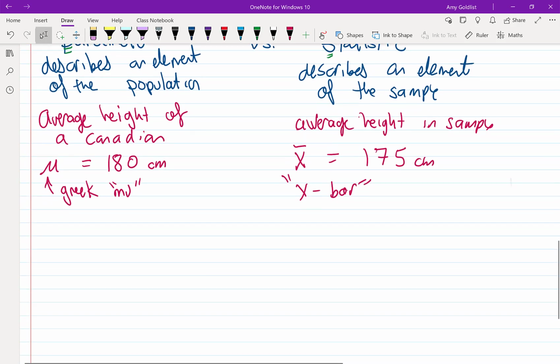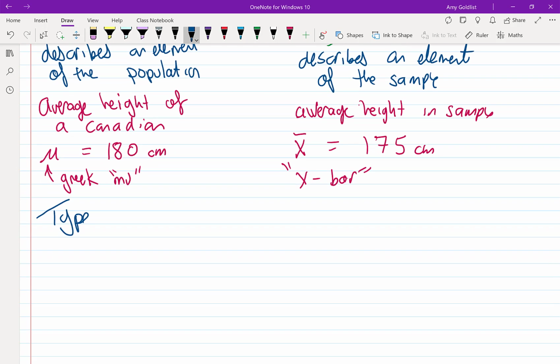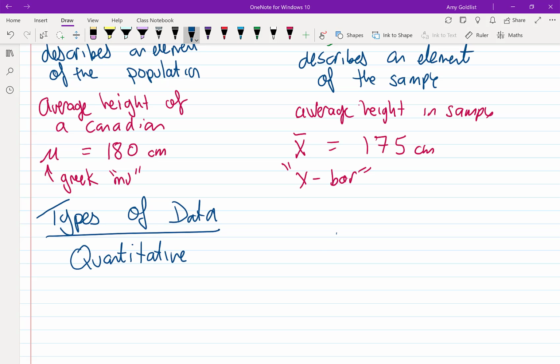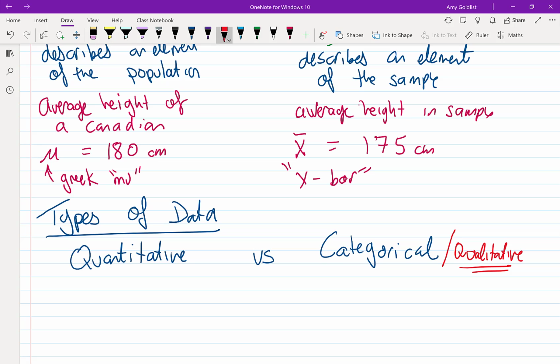Next, we're going to talk about types of data. We have actually many types of data, but for now, we're just going to talk about the two main types. That's quantitative and categorical. We can subdivide these further, but we're not going to do that now. You might have heard categorical called qualitative. I don't like that as much because it's not quite as useful, but it is in some books.